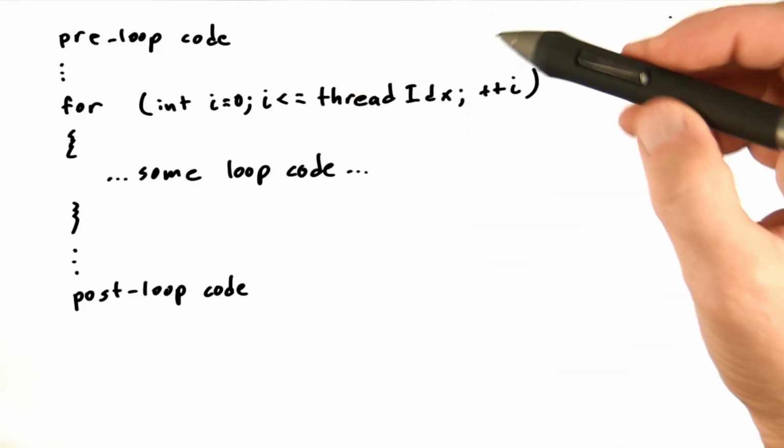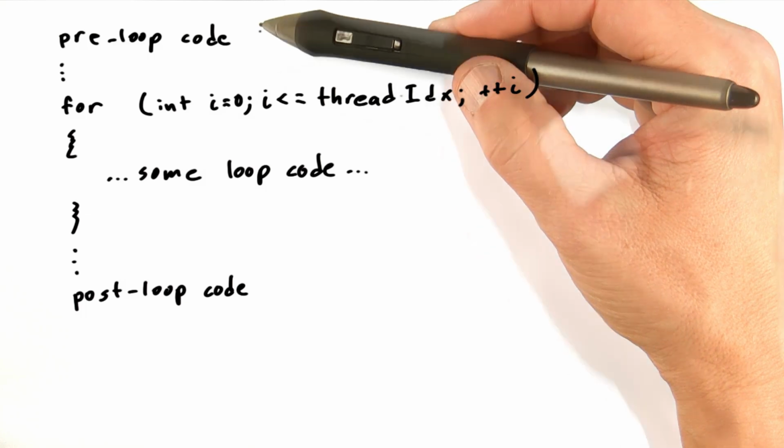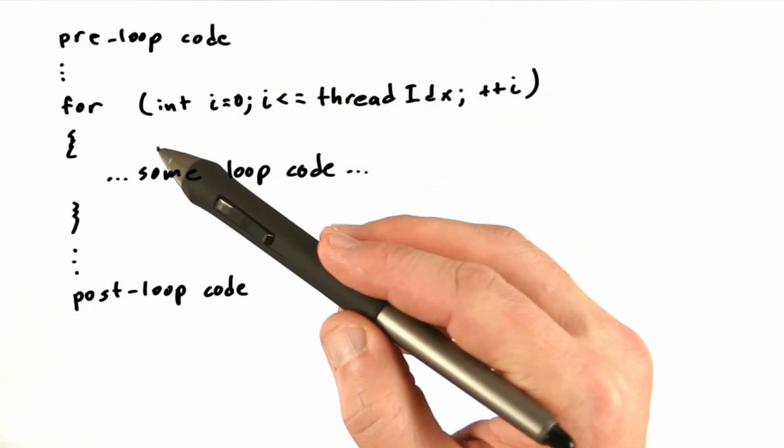You can also encounter thread divergence due to loops. Here's a somewhat contrived example. We have some pre-loop code in our kernel. All the threads are going to do this code, and then they're going to reach this for loop.